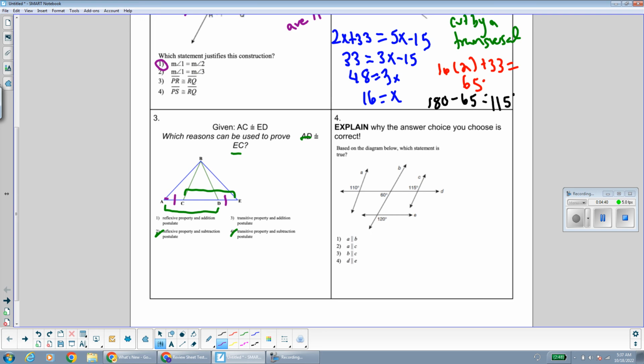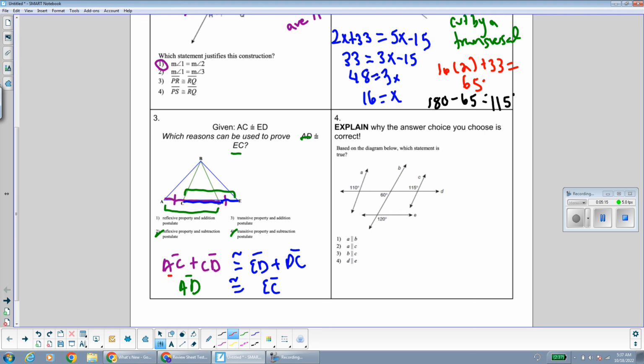Let's take a look at what we're adding. If we start with AC and we add on CD, we get the whole AD. So AC plus CD gives us AD. If we go from the other direction and we start with ED, and to ED we add on DC, we get the whole line segment EC.